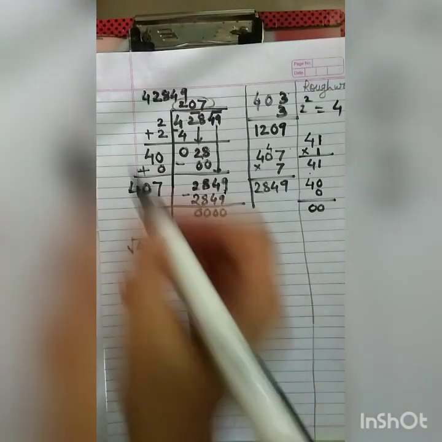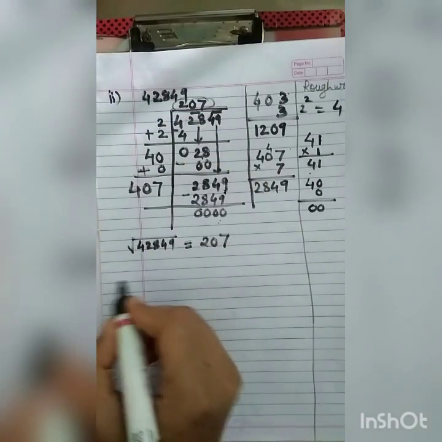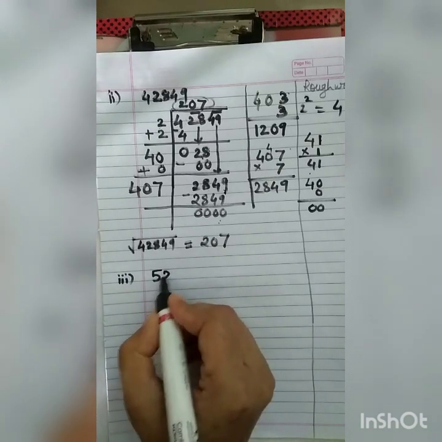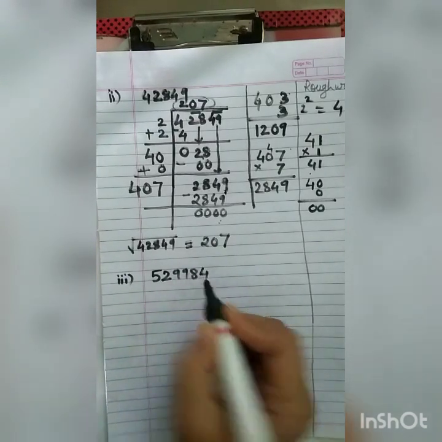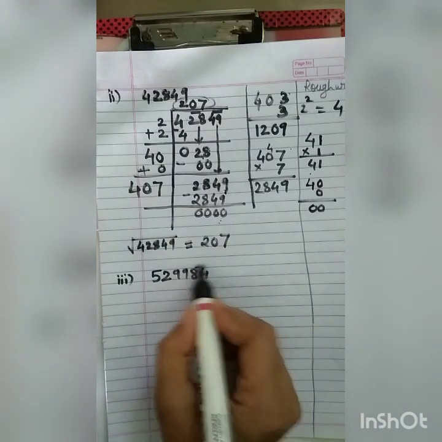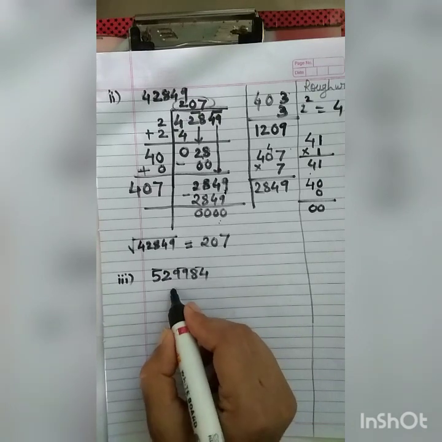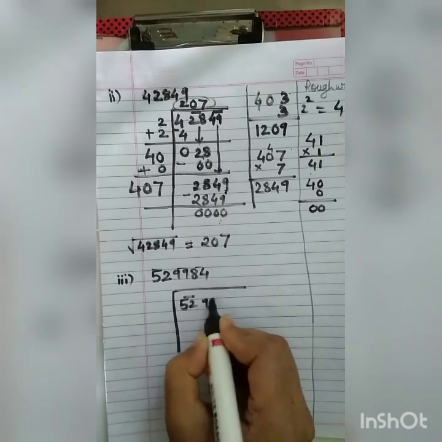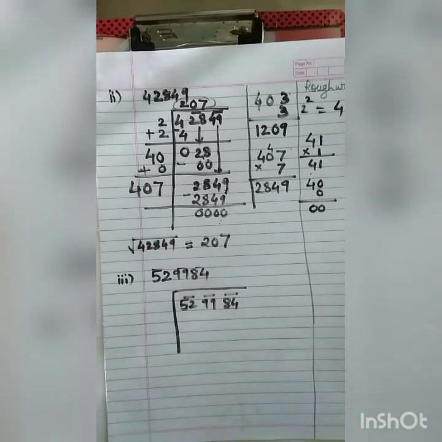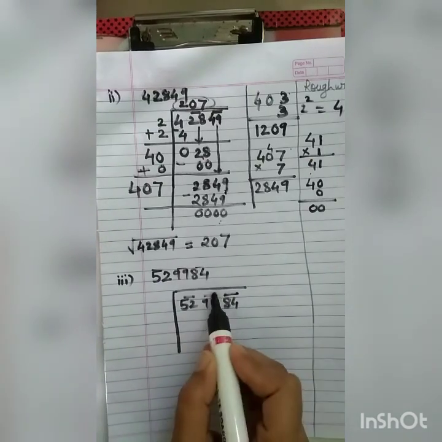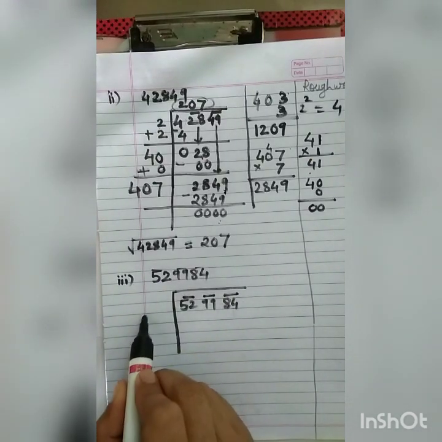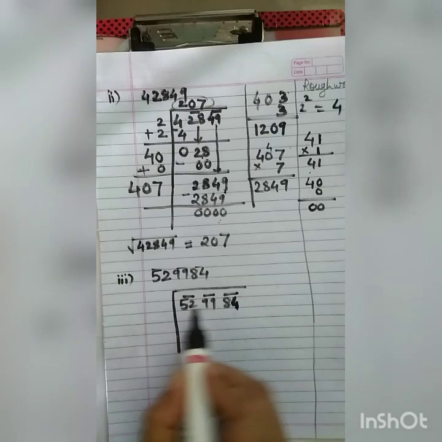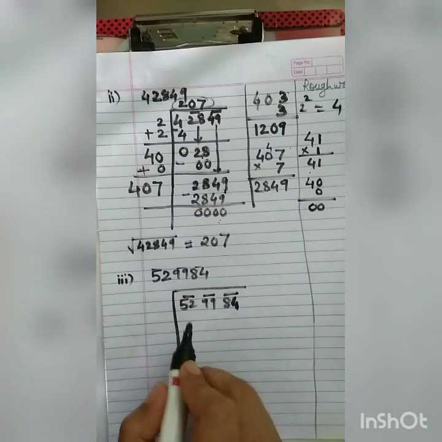One more example to make you understand clearly. I think by 2 or 3 examples you will understand this long division method. Let us take the number 529984. Again we have to make pairs like this. Actually, we have to pair from the unit place to the higher places. You have to start making pairs from the ones place to the highest place value of that number.